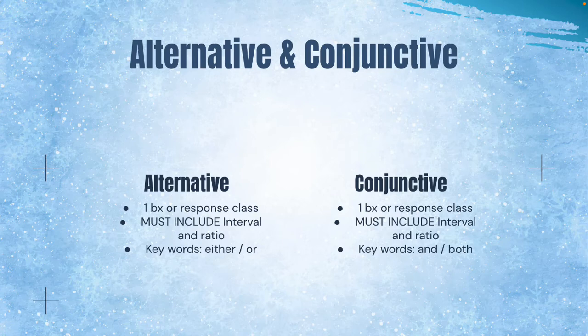And then we have conjunctive, exactly the same. One behavior, must include interval and ratio. However, our keywords are and both. So if I said I have to read for 10 minutes and read at least 10 pages, that would be conjunctive. So we have our interval and a ratio: reading for 10 minutes, and we have our ratio, reading 10 pages, and then we have our keyword of and both. So you have to complete both of these schedules in order to contact reinforcement. Again, just one behavior, which is reading. So that would be a conjunctive.